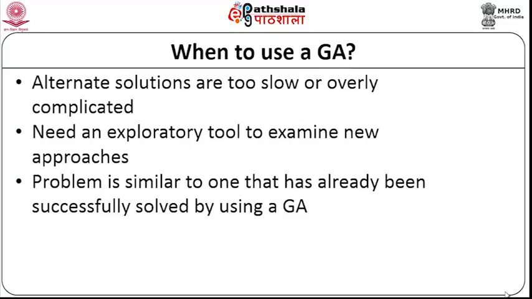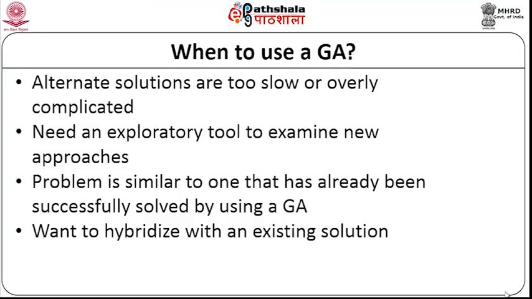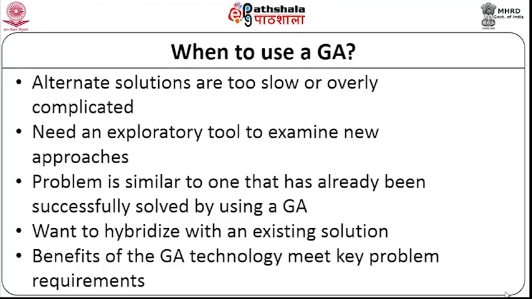If the problem you have is similar in some way to a problem that has already been solved using a genetic algorithm, then that is a good place to use one. If you have a solution and want to find a hybrid solution to your problem, it is good for hybridization. And whatever benefits of the GA technology suit your requirements, that is also a place for using GA. We will see what the benefits of GA are later on in this module.